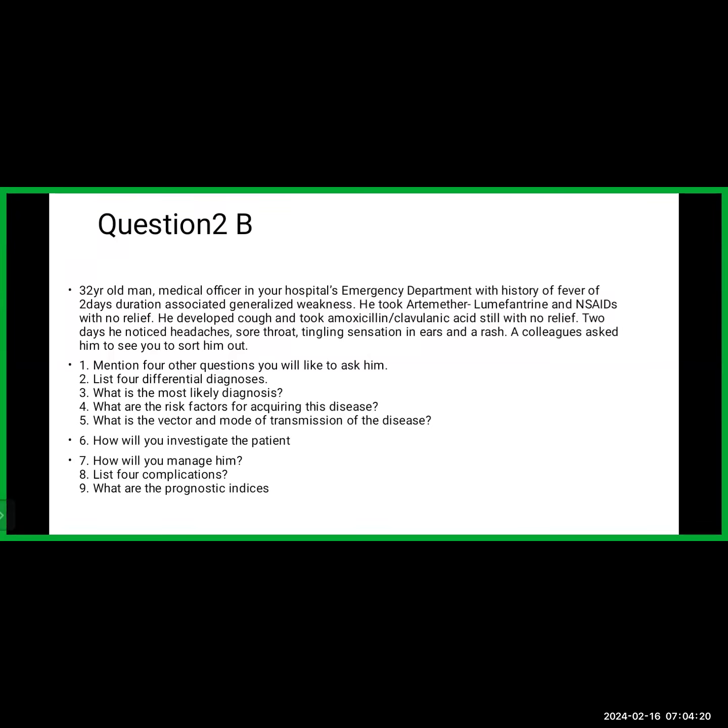1. Mention 4 other questions you'd like to ask him. 2. List 4 differential diagnoses. 3. What is the most likely diagnosis? 4. What are the risk factors for acquiring this disease? 5. What is the vector and mode of transmission of the disease? 6. How will you investigate the patient? 7. How will you manage him? 8. List 4 complications. 9. What are the prognostic indices? Next slide, please.